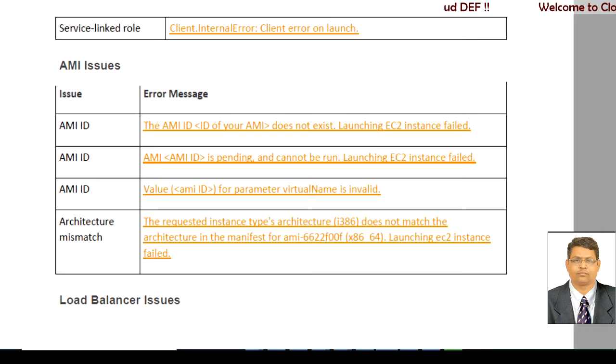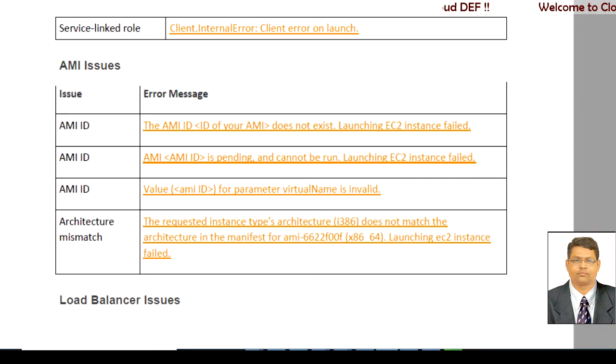Load balancer issues. Issue, error message. Cannot find load balancer: cannot find load balancer, validating load balancer configuration failed. Instances in VPC: EC2 instance <instance ID> is not in VPC. Updating load balancer configuration failed. No active load balancer: there is no active load balancer named <name>. Updating load balancer configuration failed. Security token: the security token included in the request is invalid. Validating load balancer configuration failed.